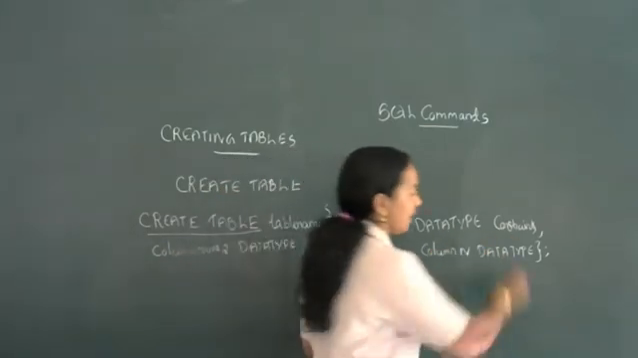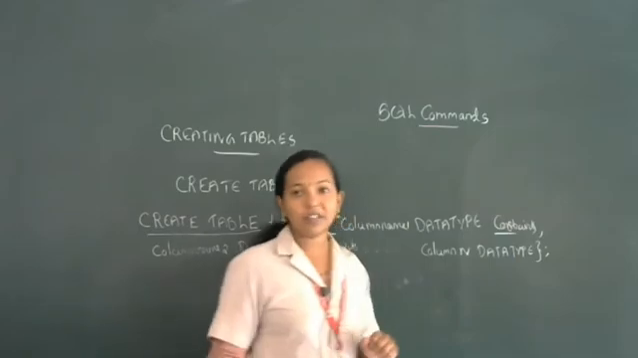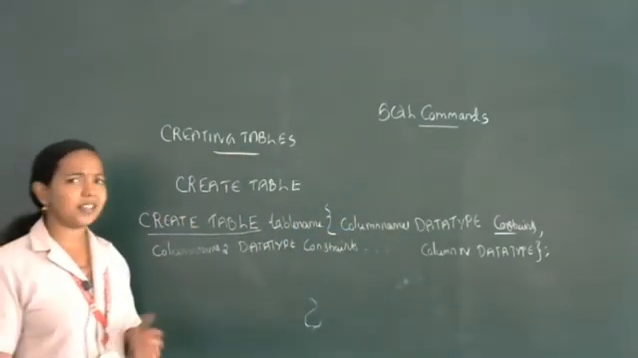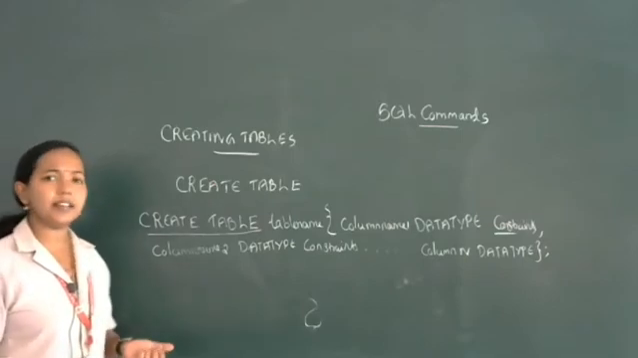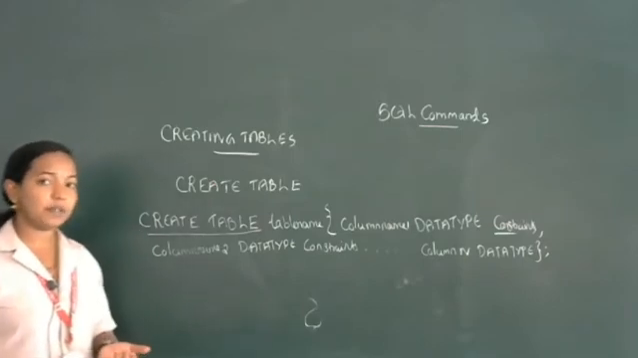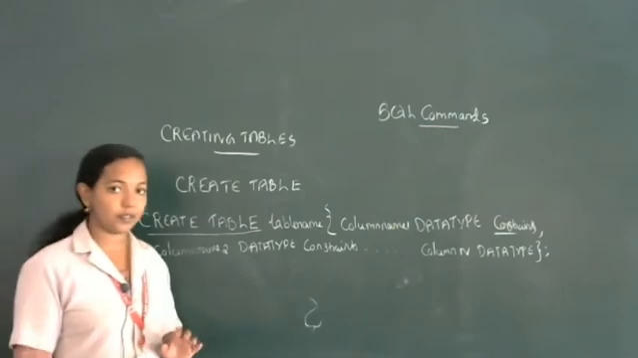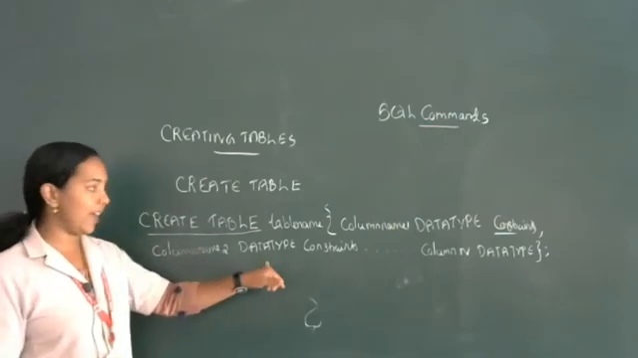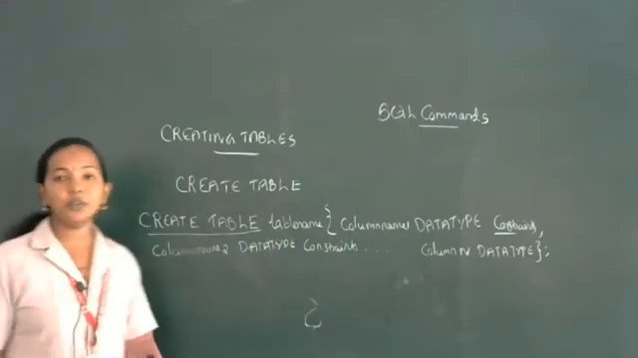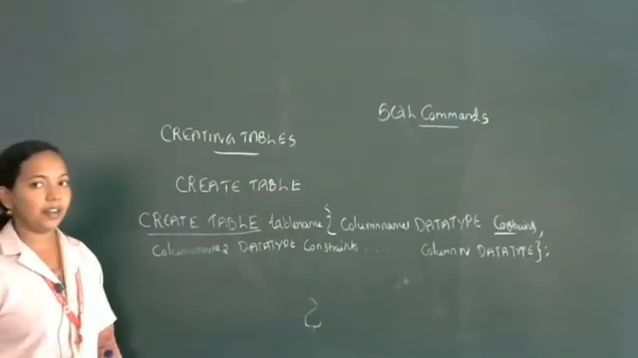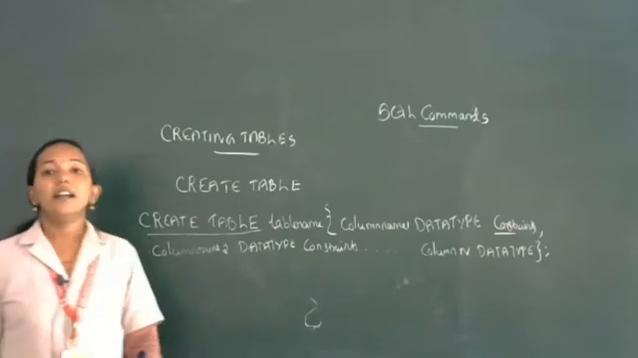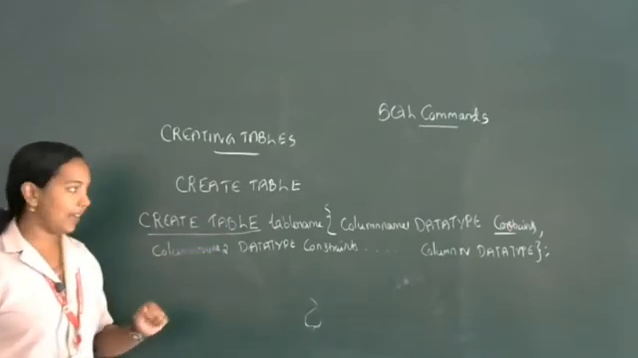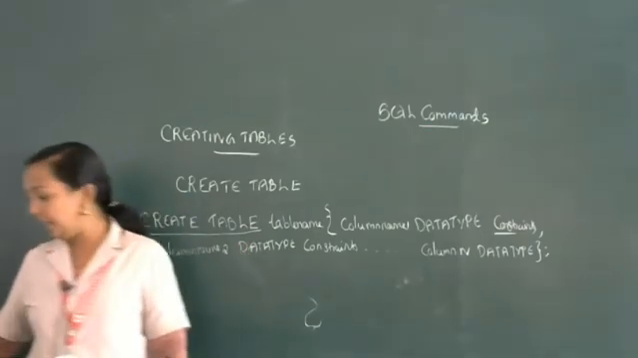Then constraints, that you don't know because it is not used in C++ programs. Does any C++ program contain constraints? No. Control statements are present but constraints are not present. So that we will discuss later. Then column name 2, again data type, constraints, up to any number of column names we can give. So the create table command, and then a suitable table name we can give.